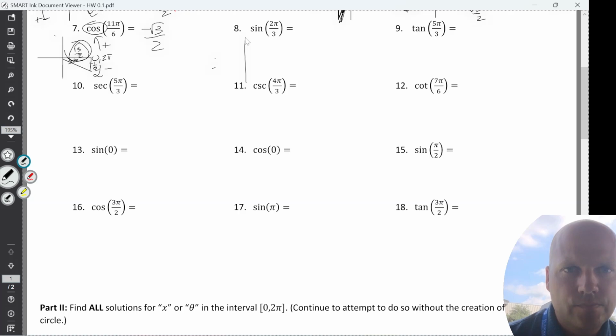2 pi over 3. 1 pi over 3 less than 3 pi over 3. Here's pi. Here's 3 pi over 3. Subtract a pi over 3. 60-degree angle created. Tall 30, 60, 90 triangle. Yes, the adjacent is negative 1/2, but I just care about the opposite, and we are good.